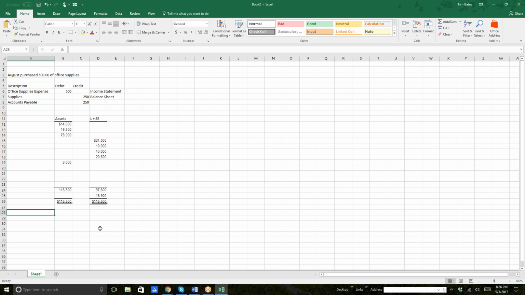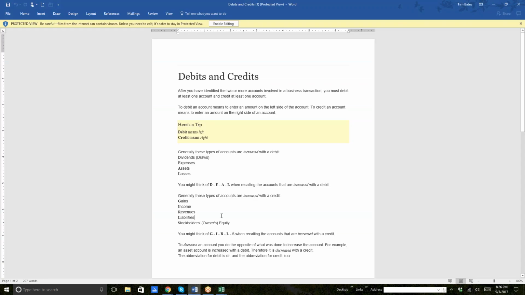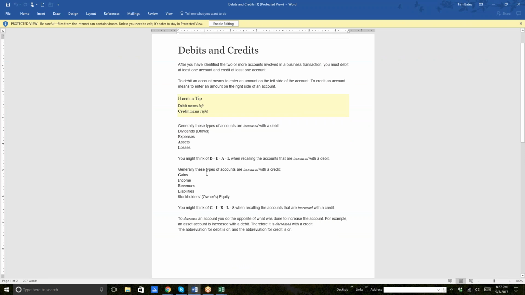Okay. Jennifer, does that make more sense now? What about revenue? Do you understand the revenue side? Because that's just a little bit different. Let's take a look at it, because I know I spent a lot of time on expenses. Let's take a look at revenue. So generally, these types of accounts are increased with credit. So revenue / sales, whatever you want to call it, is increased with a credit.